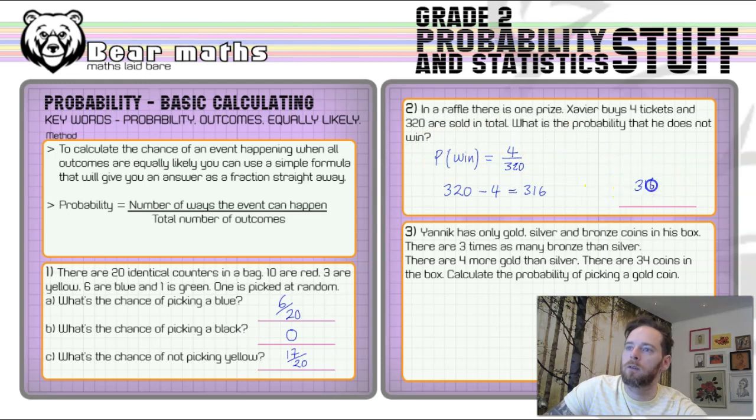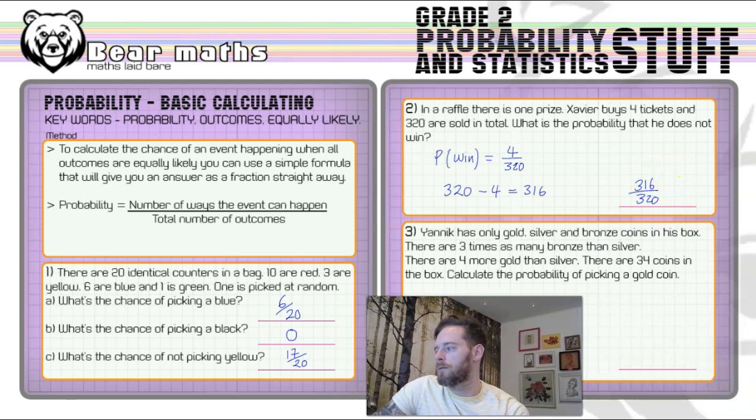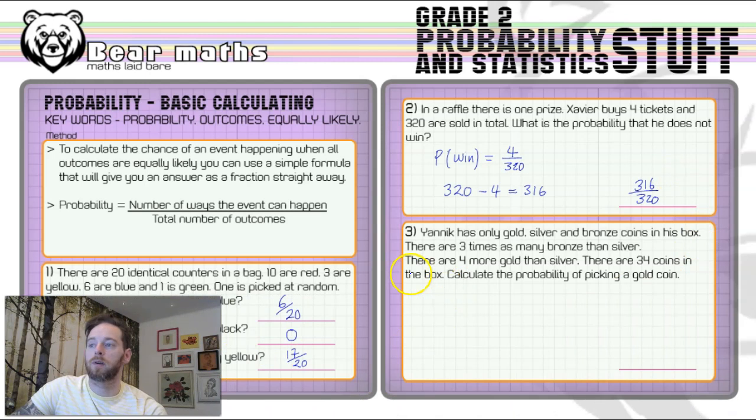And yeah, all we need to do is put the answer there, 316 out of 320. Again, or an equivalent fraction. If you were doing it on a calculator, it would come up with a more simplified fraction than that one. Okay? So the next question, the third and final one in this particular example, is pretty tricky.